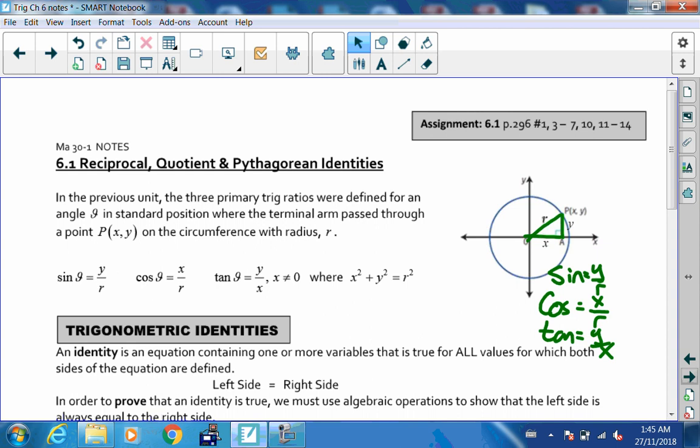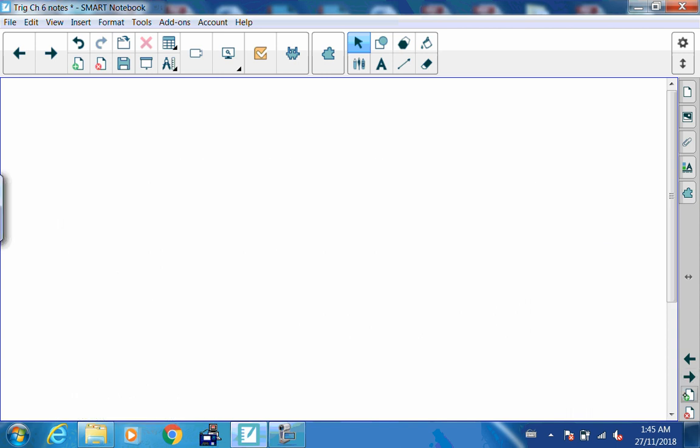Now, this creates some things that are a little bit different that we haven't been exposed to yet in the course. And these are called identities. What an identity is, is something which is always true. Now, this is comparable to an equation. An equation is something that is sometimes true.